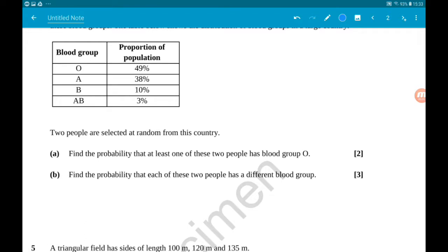each of these two people has a different blood group. 3 marks. Okay, so again, it's going to be easier to think about what we don't want. It would be a complete bootleg to work out each probability that we do want. For example, we would want O, A, O, B, O, A, B. Then we would want A, O, A, B, A, A, B. We don't want to be doing that. So, what don't we want? Well, we don't want O, O, A, A, B, B, A, B, A, B. So there's only 4 probabilities that we don't want.